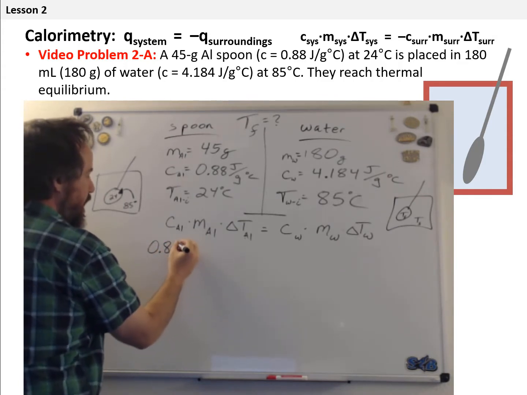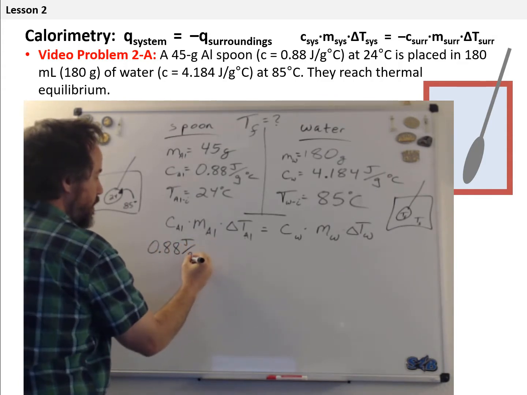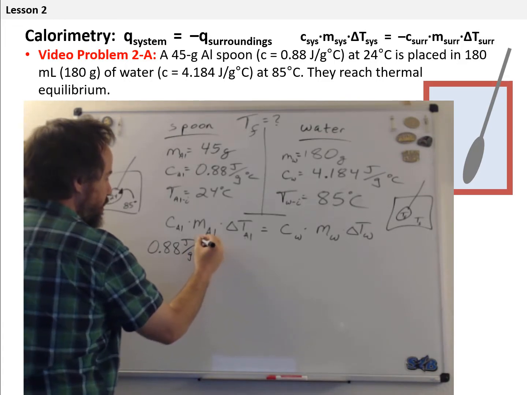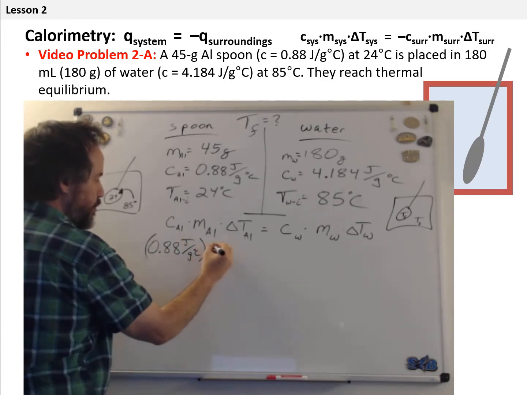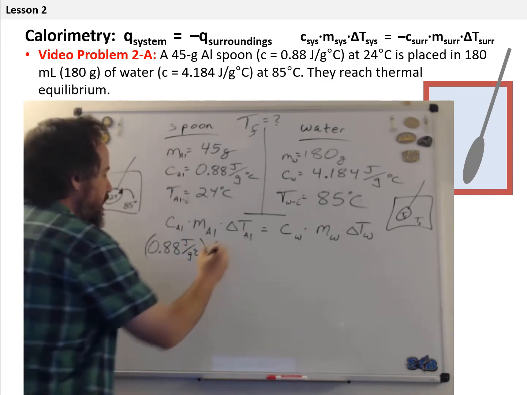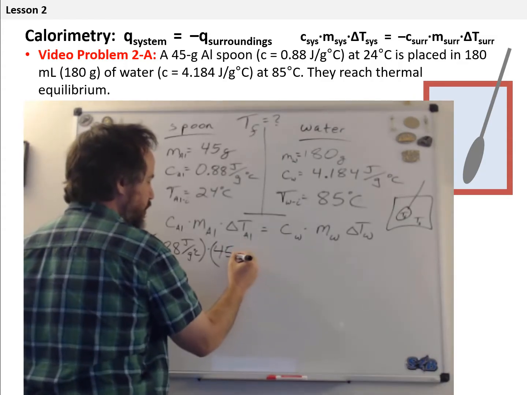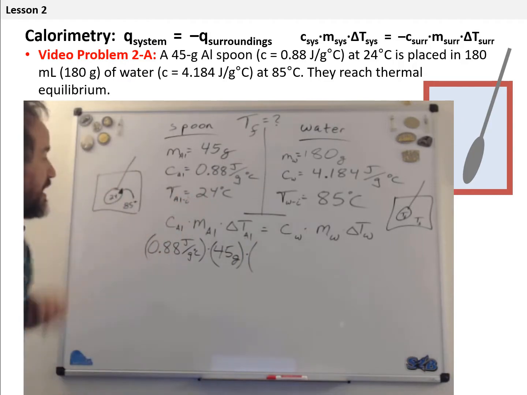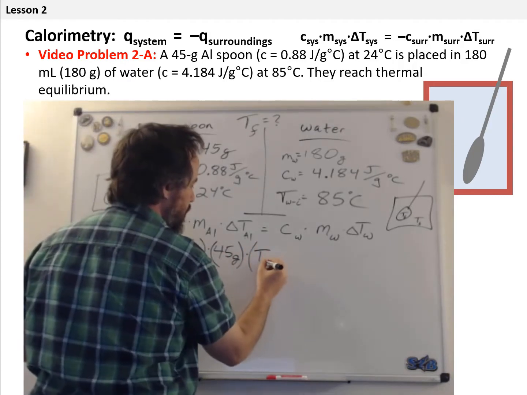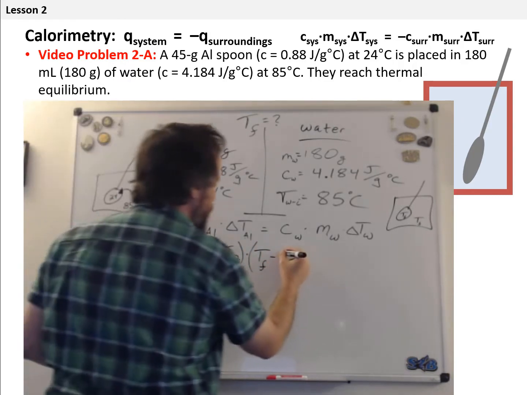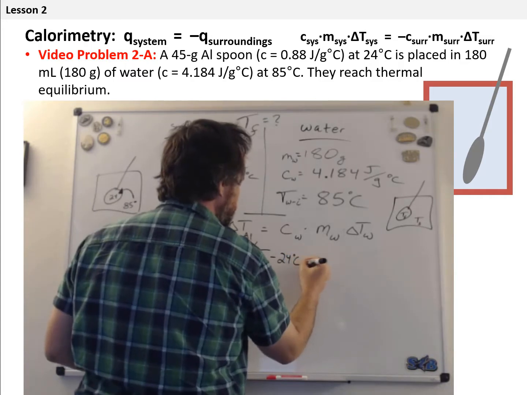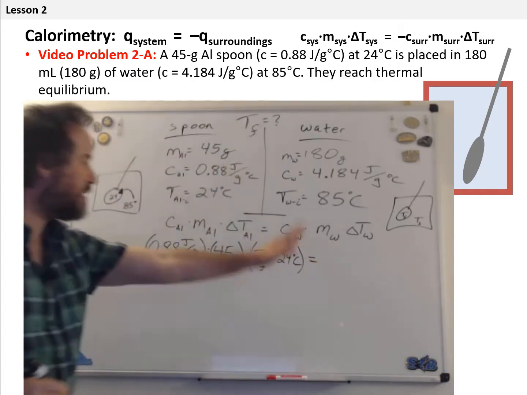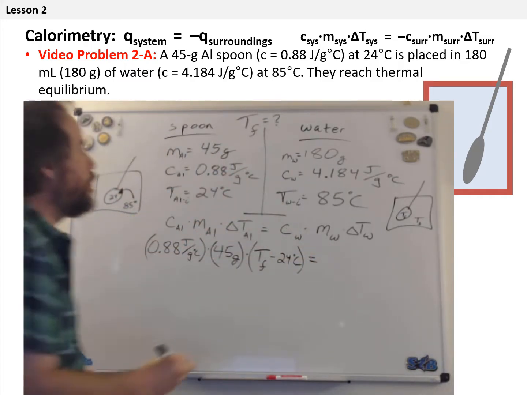So 0.88 joules per gram degrees C. I'm going to put parentheses around there just to clarify everything. 45 grams. This will be T final minus 24 degrees C. And this is going to equal the same things but for the water.